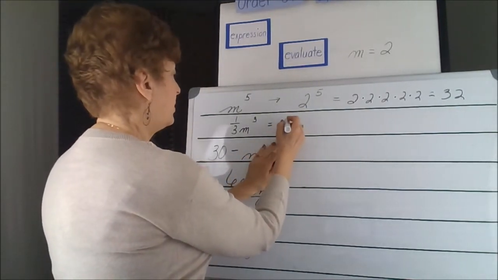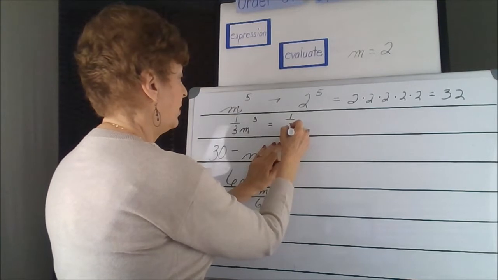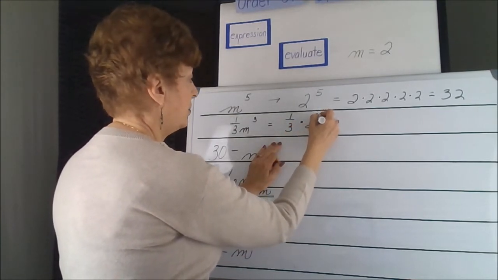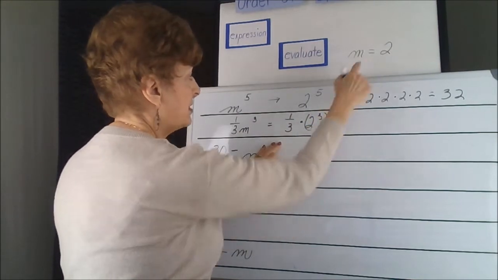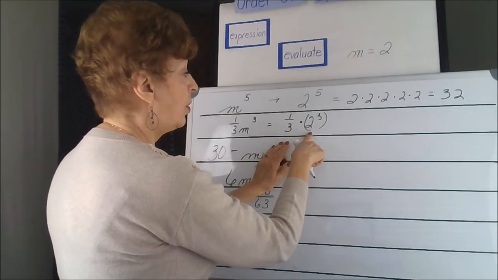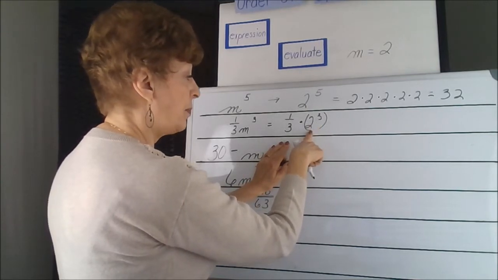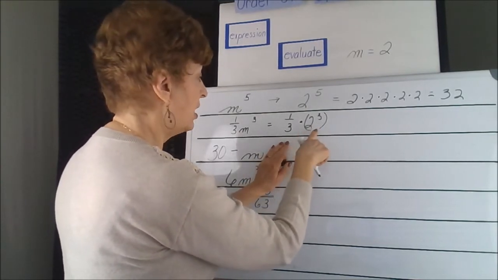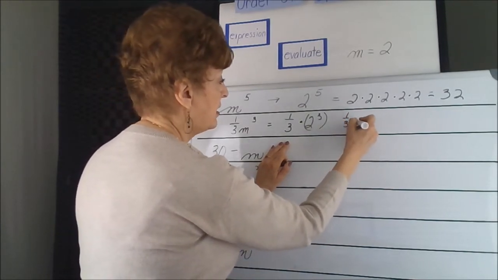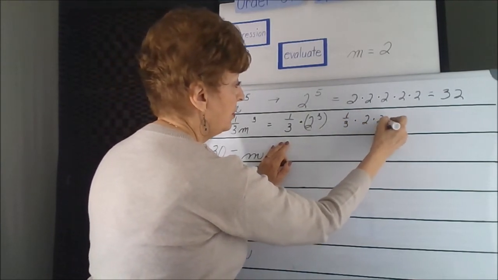Here we could do 1/3 times 2 cubed. That's what this says. We substituted the 2 where we saw the m. And now we have to do our powers before we do multiplication. So this would be 1/3 times 2 times 2 times 2.